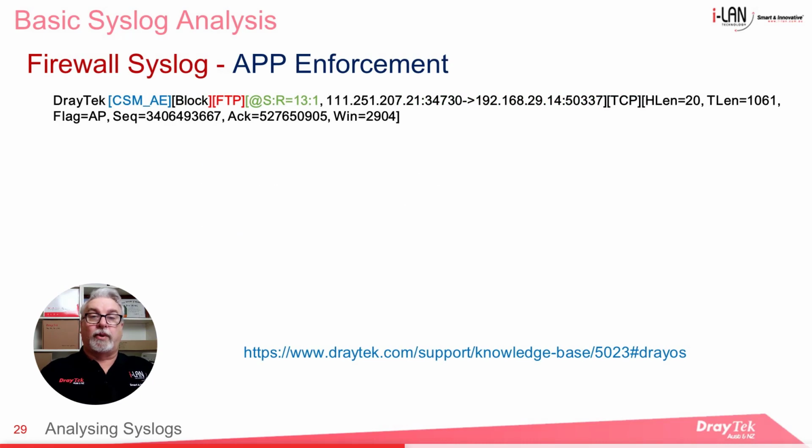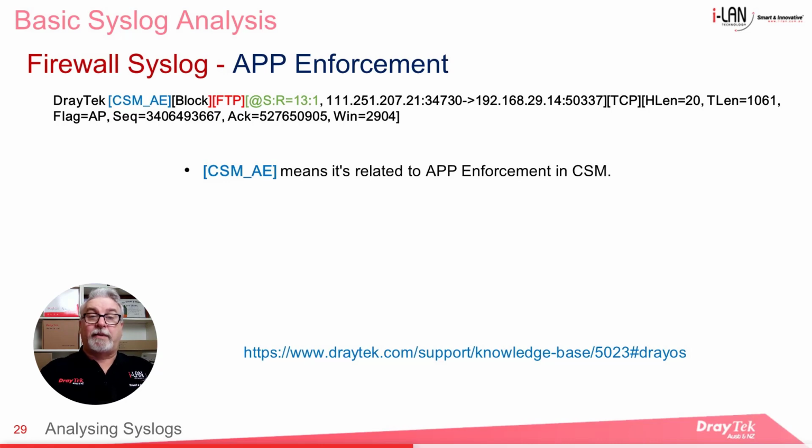The next syslog we'll look at is one for app enforcement. Again, there are a number of parts of interest which are highlighted in different colors. The first one is CSM_AE, shown in blue. This means that this syslog entry is related to app enforcement for CSM.